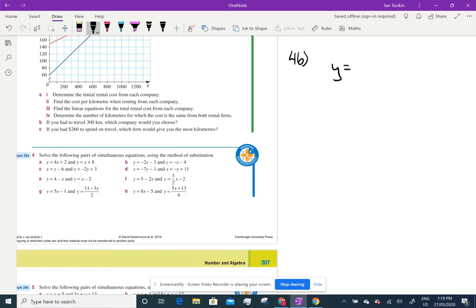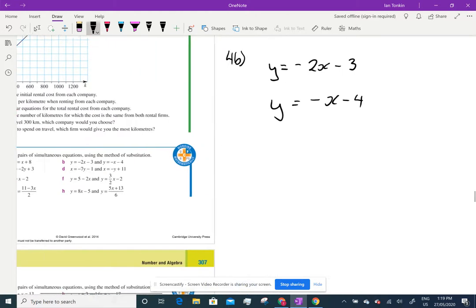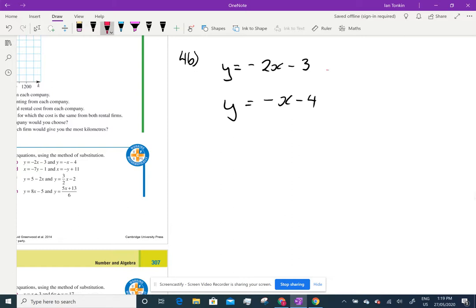y equals negative 2x minus 3, and y equals negative x minus 4. I'm going to call this equation number one, and this equation number two. So I've achieved the first part of my success criteria. Success criteria number two: I can rewrite one equation with one variable as the subject of the equation. Well, I'm very lucky because both these equations have y as the subject.